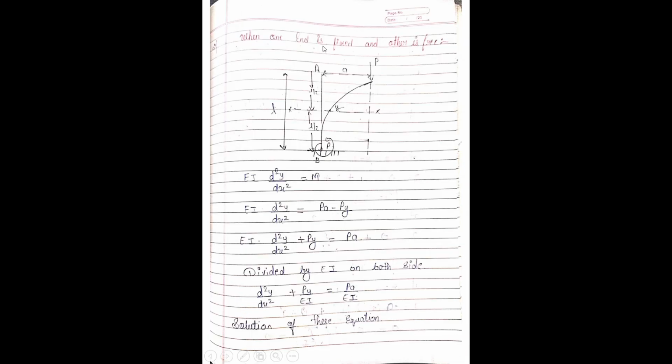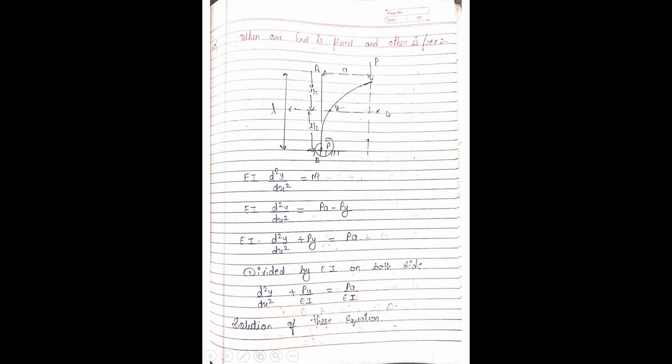Now there is a second case, when one end is fixed and the other is free. Suppose we apply a load, continuously increasing the load P at the free end, and at some particular value of P, this column just starts to buckle, and that is the value of the buckling load P. Suppose the deflection of the free end of the column from its initial position is A.